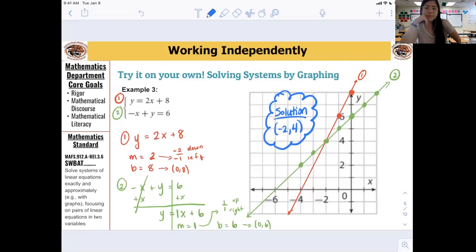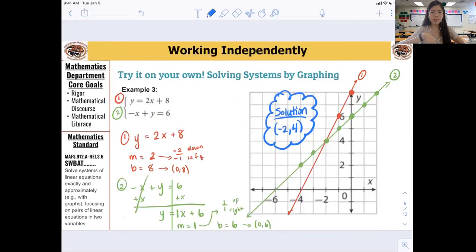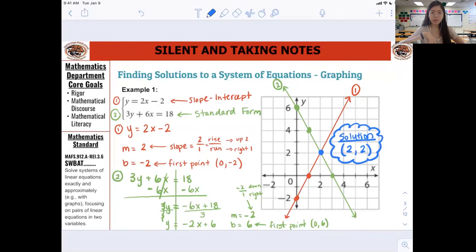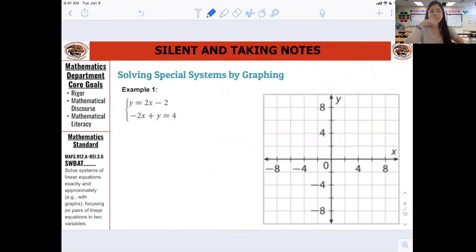Okay. All right. So we kind of got the basics down. Now I want to look at some special situations because we know that there are three types of solutions, right? You can have one solution, which is what we've seen so far. But what do we know can also happen? Infinite solutions and no solution.